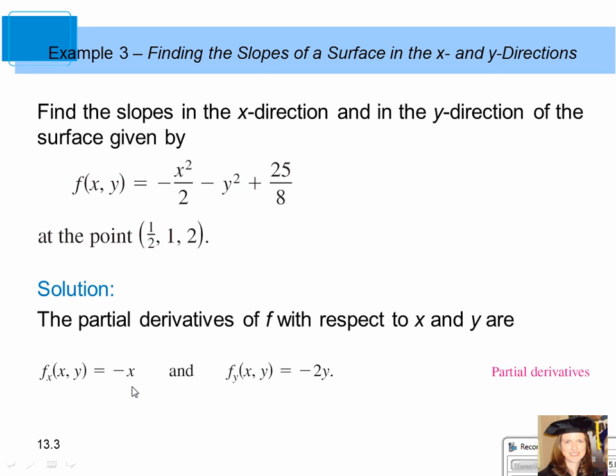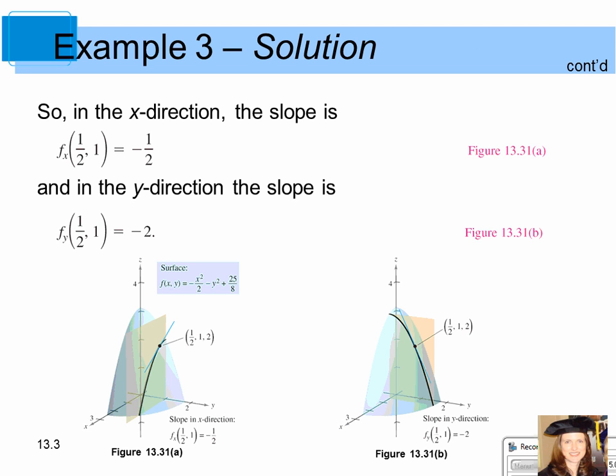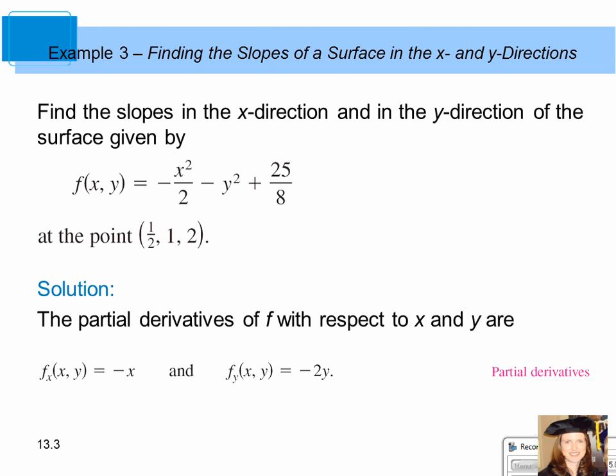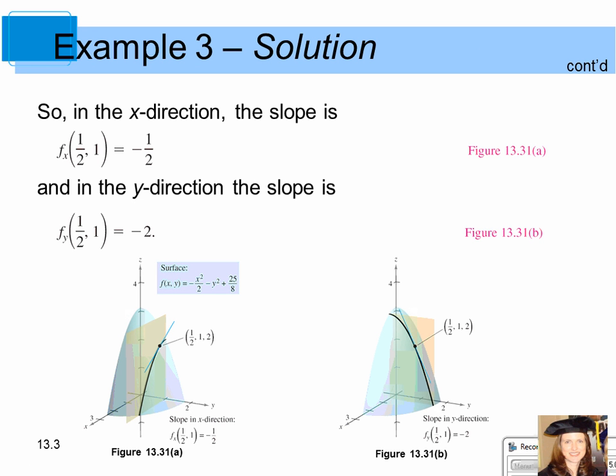So to find those slopes in the x and y direction, you're going to plug in 1/2 for x and 1 for y. If you plug in 1/2 for x, we see that the partial derivative with respect to x is negative 1/2, and if you plug in 1 for y, you get negative 2 as the partial derivative with respect to y. So the slope in the x direction is negative 1/2, and the slope in the y direction is negative 2.